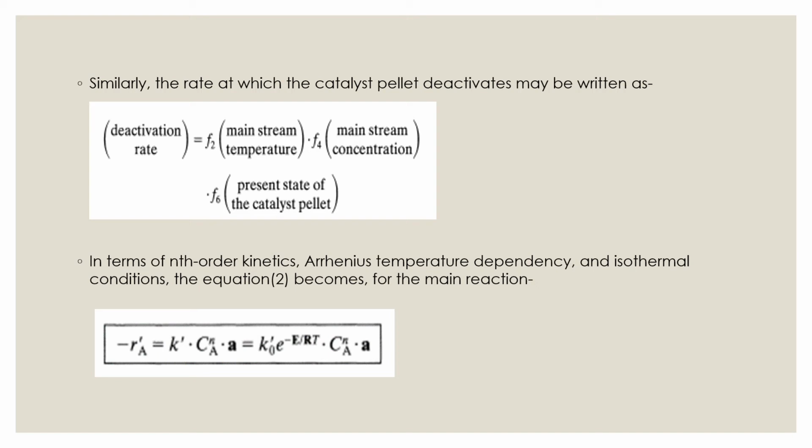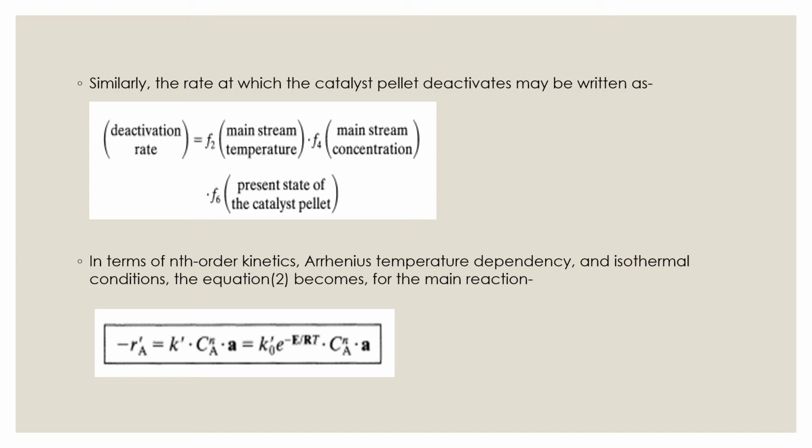Similarly, the rate at which the catalyst pellet deactivates may be written as deactivation rate, which is equal to f2 times f4 times f6, which are mainstream temperature, mainstream concentration, and the present state of the catalyst bed.